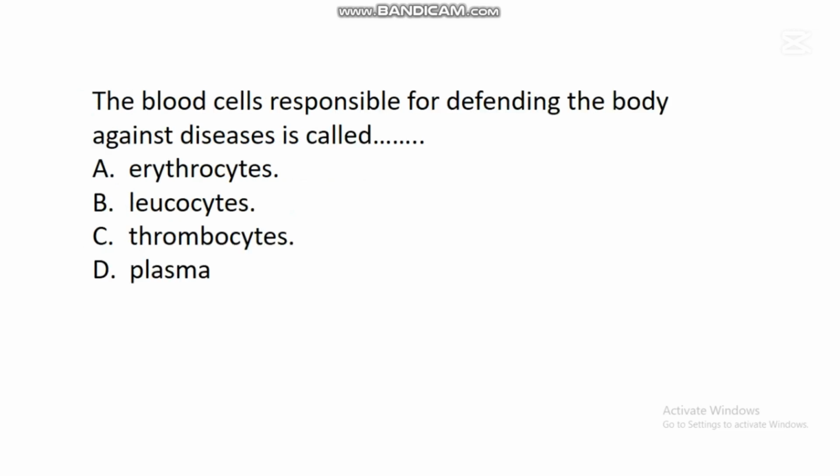The next question says, the blood cells responsible for defending the body against diseases is called dash. A. Erythrocytes. B. Leukocytes. C. Thrombocytes. D. Plasma. In this question, the correct answer is B. Leukocytes. So leukocytes are white blood cells. They are responsible for defending the body against diseases.